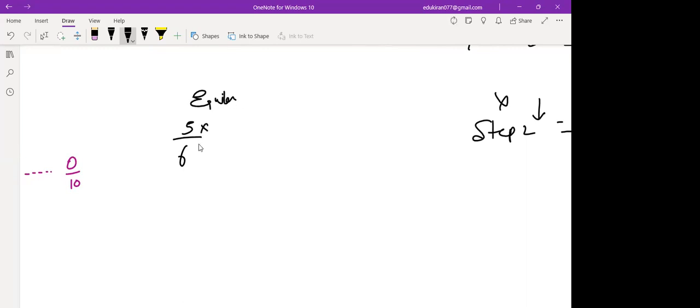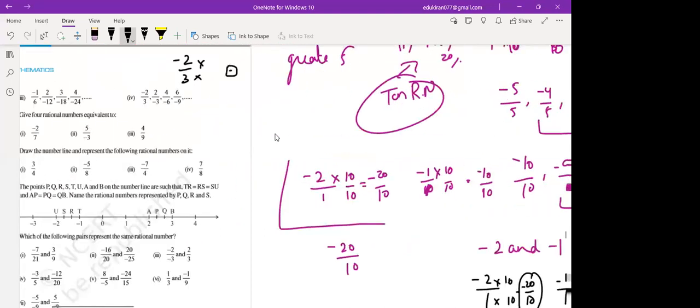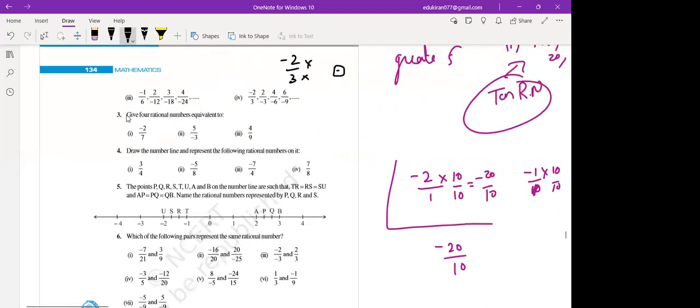I can take any number and multiply the numerator as well as the denominator. For example, 2. So 10 by 12. This is the equivalent fraction of 5 by 6. Yes. So these are your questions. Third question, quickly do it and tell me the answer. Okay, ma'am.